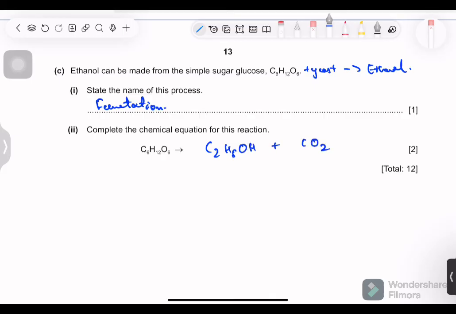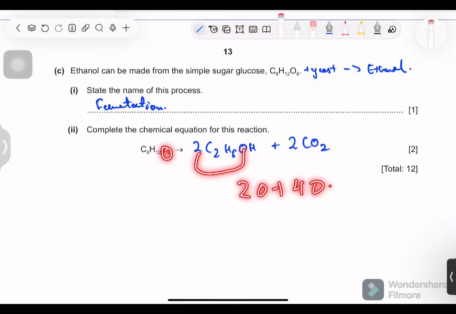Now the balancing. So six carbons. If we make a two over here and two over here, so four carbons and two, six. As for hydrogens, we have how many hydrogens? 12. And over here, 2 times 5, 10 plus 2, 12. So for oxygens, 2 O's plus 4 O's, so 6 O's.